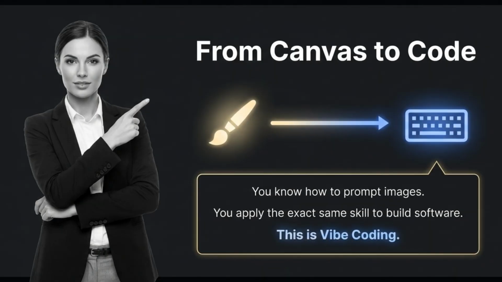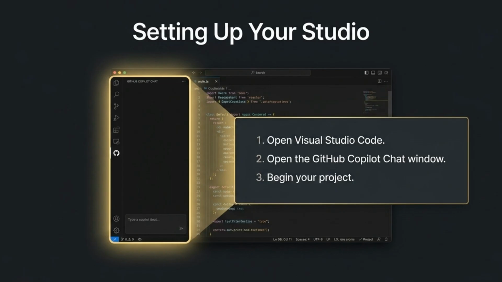The skill you use to prompt images is the exact same skill you apply to build software. This concept of using words to generate code is what we call vibe coding. To get started, you'll need to set up your studio. Open Visual Studio Code, then the GitHub Copilot Chat window, and begin your project by describing what you want.